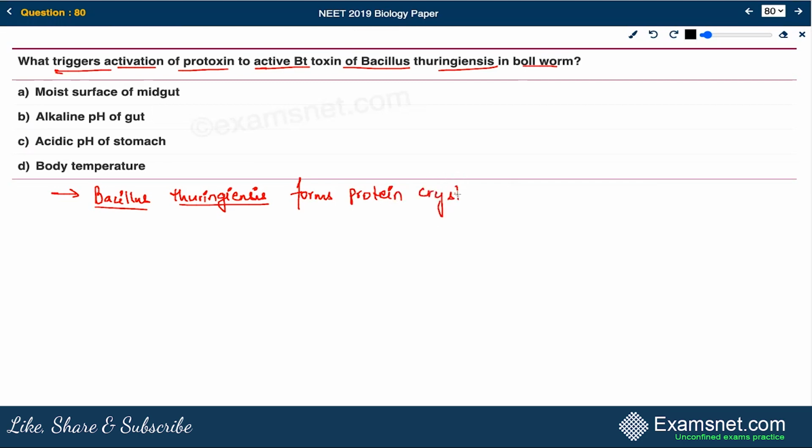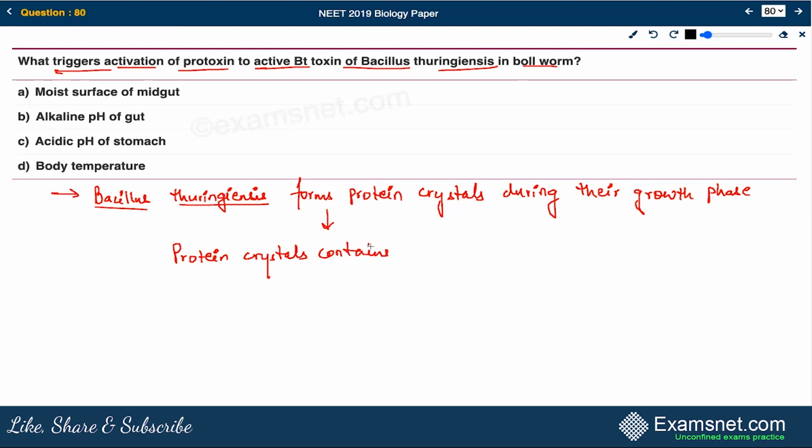So protein crystals, during their growth phase, are going to be produced. Now these protein crystals contain toxic insecticidal proteins. That means those proteins which will be only and only harmful to that target insects. So the crystals contain insecticidal proteins.